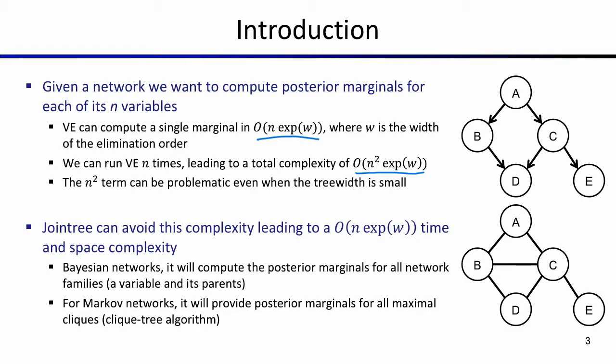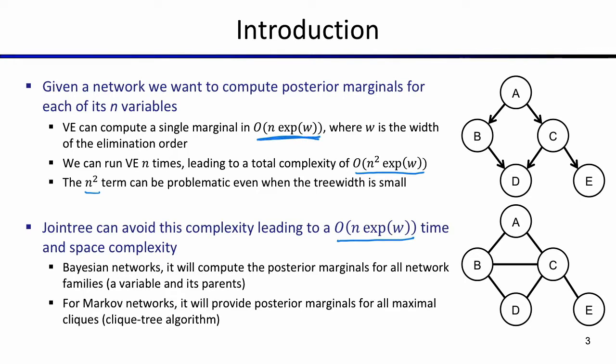One problem here is this n squared term, and it can make the inference quite slow even in situations in which the treewidth of the network is small. So we would like to eliminate this n squared term and make inference more efficient. One possibility is to use the Jointree algorithm. The Jointree algorithm will answer those posterior marginals for each of the n variables with a complexity that is also n times exponential over w. So this is the same as just one run of the variable elimination algorithm.